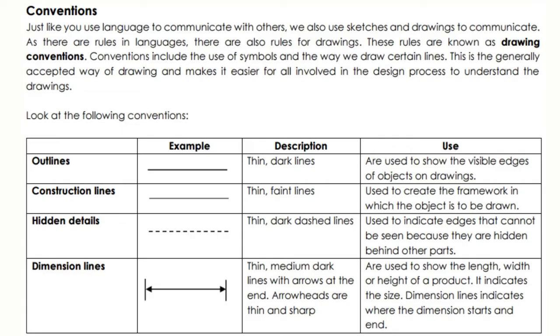Lines with arrows at the end. Arrowheads are thin and sharp, and are used to show the length, width, or height of a product. It indicates the size. Dimension lines indicate where the dimension starts and ends.